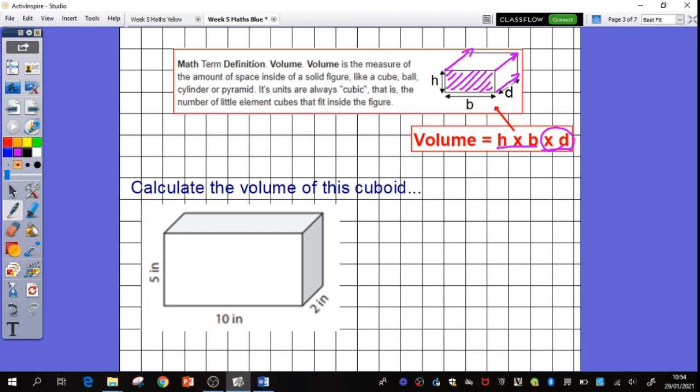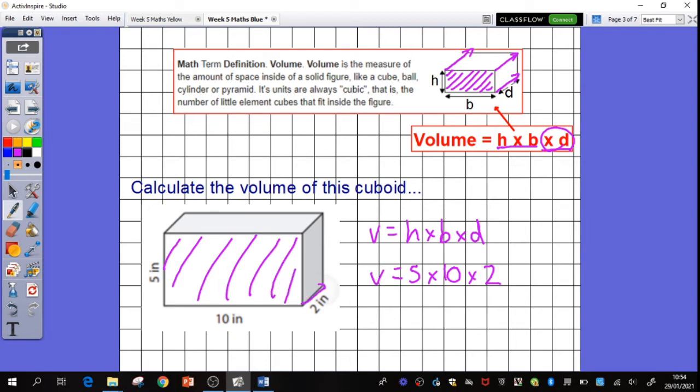So let's calculate the volume of this cuboid then. First of all, volume equals height times base times depth. So height times base, its height is 5, its base is 10, and its depth is 2. So I'm going to calculate the surface area of this face first, then I'm going to multiply it by its depth 2. So volume must equal 50 times 2, 100, and we're working in inches today.